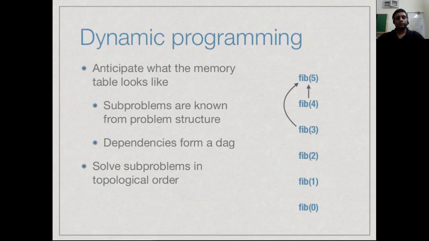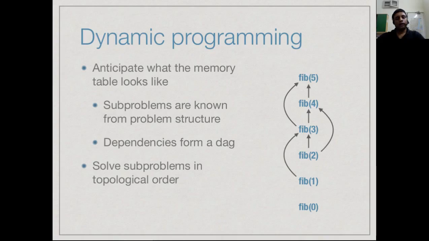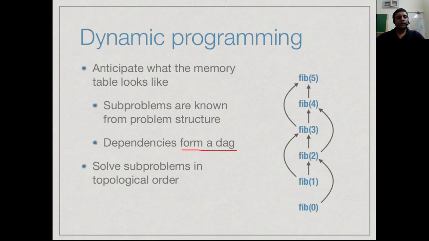In turn, 4 depends on 3 and 2, and 3 depends on 2 and 1, and 2 depends on 1 and 0. And of course 1 and 0 are the base cases, and they don't depend on anything, right? So the dependencies will form a DAG. Why do they form a DAG? Well, it's quite obvious they must form a DAG, because if there are cyclic dependencies, you can't compute one before the other, right?